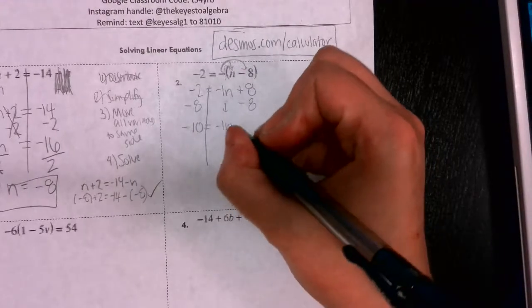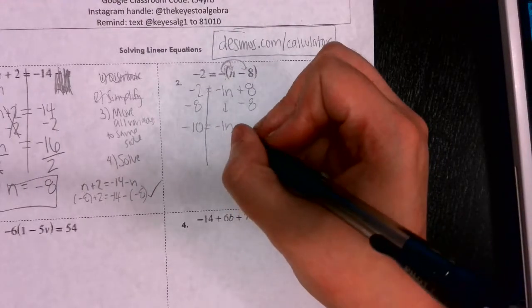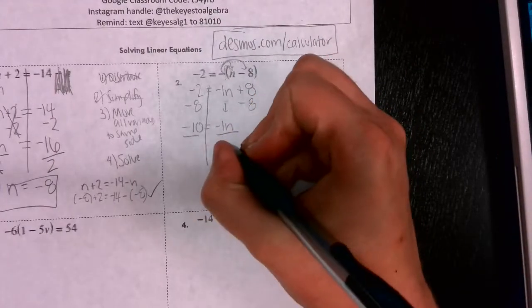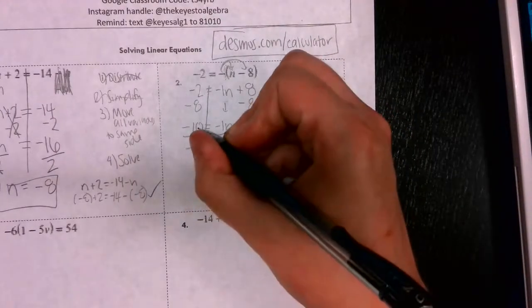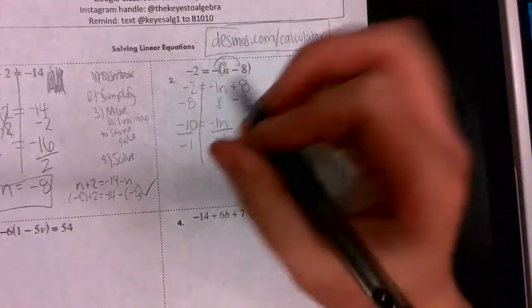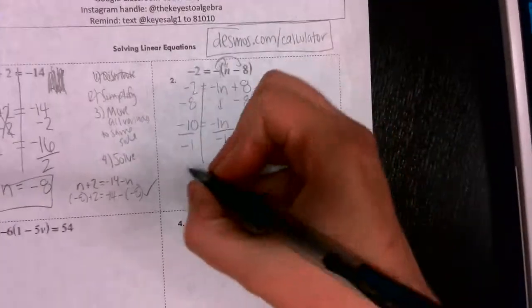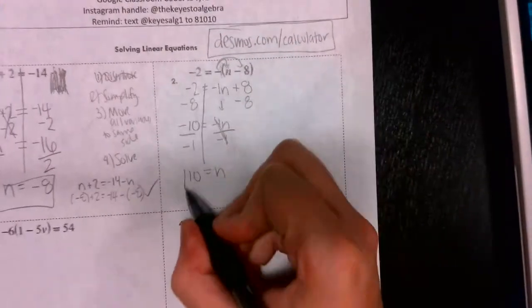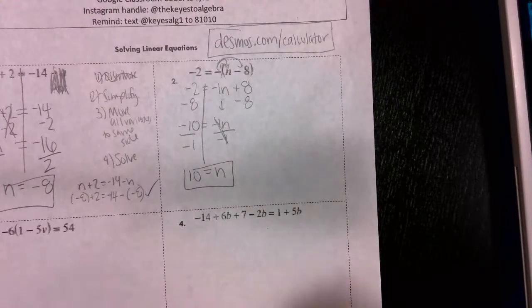I know I'm multiplying -1 times n, so the opposite of multiplying is dividing. So I'm going to divide both sides by my -1. A negative divided by a negative is a positive. 10 divided by 1 is 10. I know those cancel, so my final answer is going to be 10.